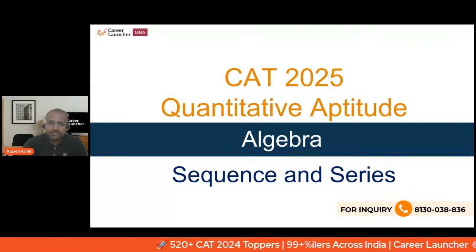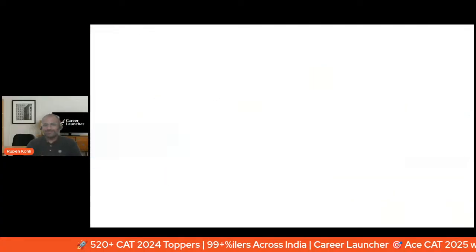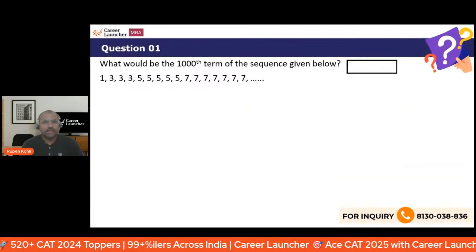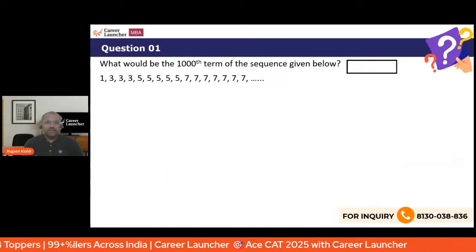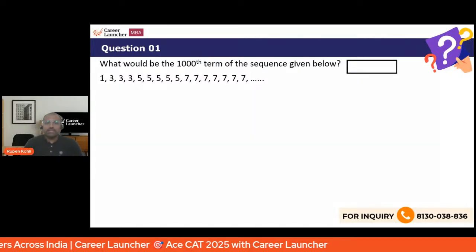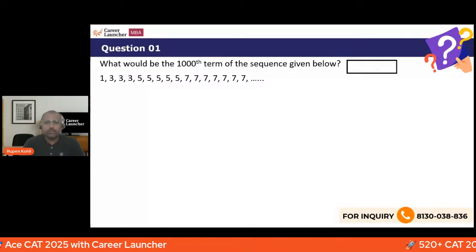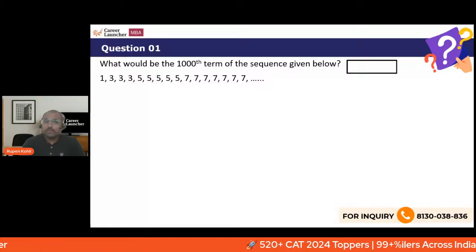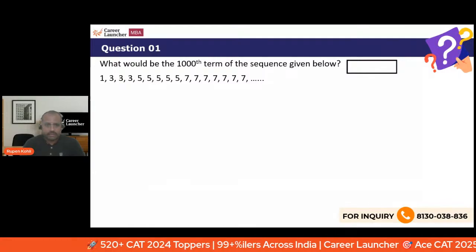Sequence and series, second session. Here we go. First one: what would be the thousandth term of the sequence given below? The sequence is something where we can easily identify the pattern that we have over here.